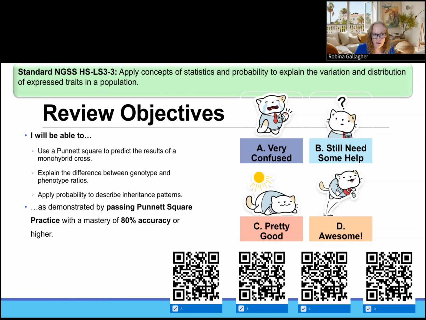And let me know how you're feeling. We used a Punnett square to predict the results of monohybrid crosses. We explained the difference between genotype and phenotype ratios, and we applied probability to describe inheritance patterns.